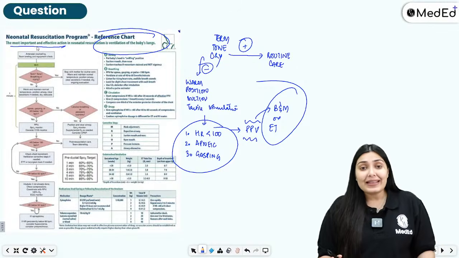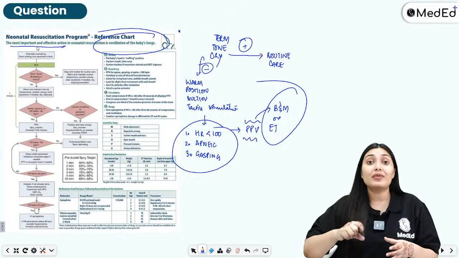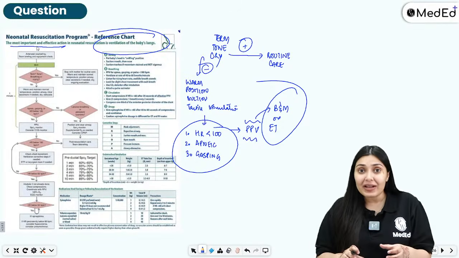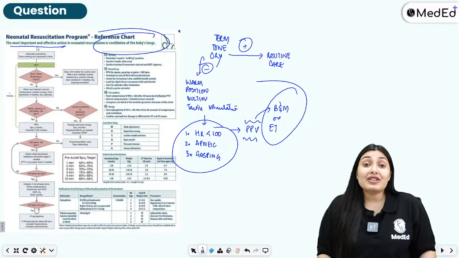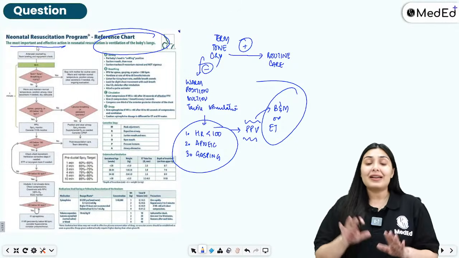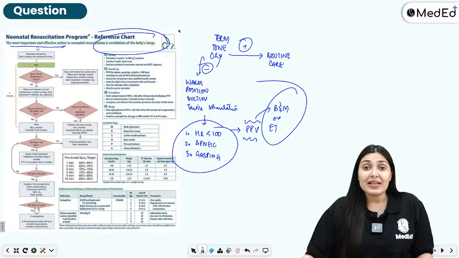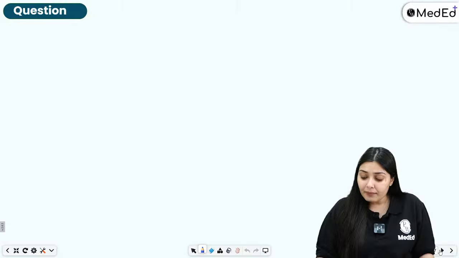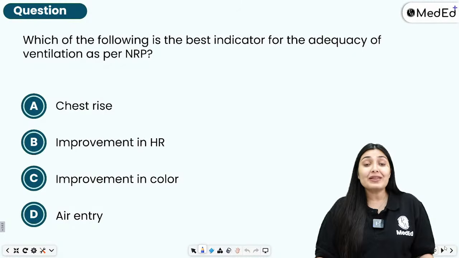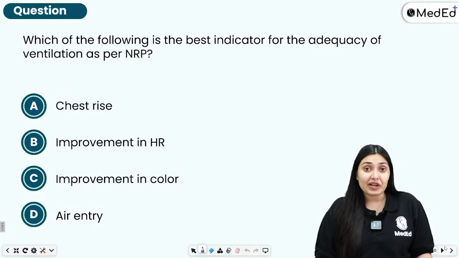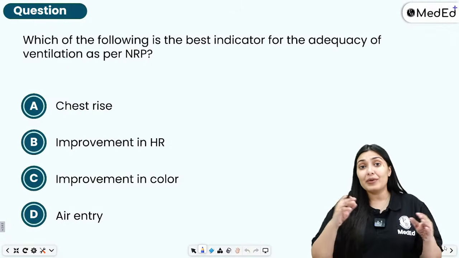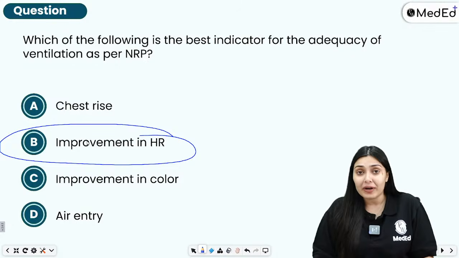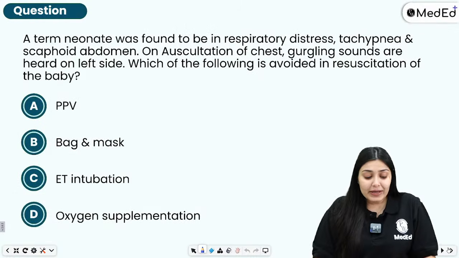So as soon as anything happens, if the baby is not responding, I will start with ventilation. If the ventilation is not giving adequate results, I will do ventilation corrective steps. Even after effective ventilation, if the baby is not responding, then I will start chest compressions. Right? So here, the question was asking which is the best indicator for effective ventilation. If my ventilation is good, heart rate will increase. So the best indicator is improvement in heart rate. Right? Moving to the next question.